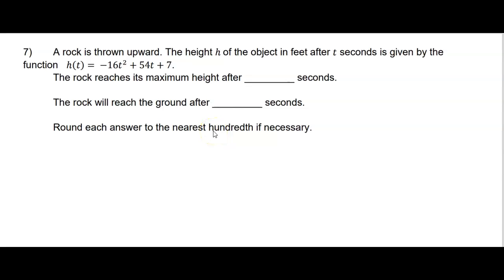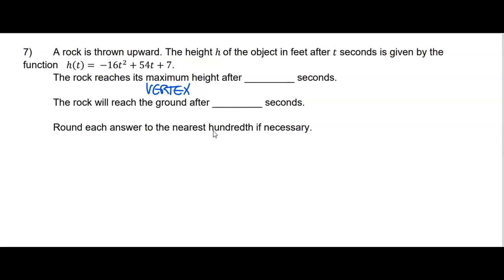A rock is thrown upward. The height is given by this formula, where t is in seconds and h is in feet. Perfect. Okay. Now the maximum is the vertex.